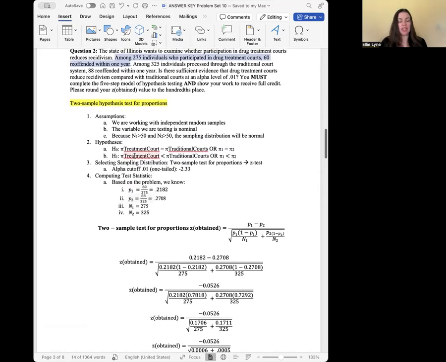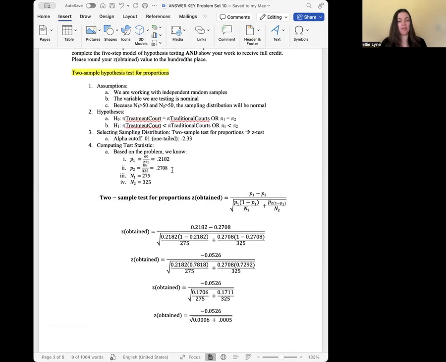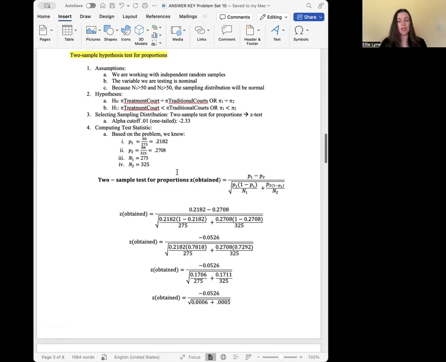P2 will be the proportion of our group number 2 here. I had 88 individuals out of the 325 who went through the traditional court process who reoffended within 1 year. So that proportion value was 0.2708. And lastly, we just need the sample sizes of each respective group. So that was 275 for group 1 and 325 for group 2.